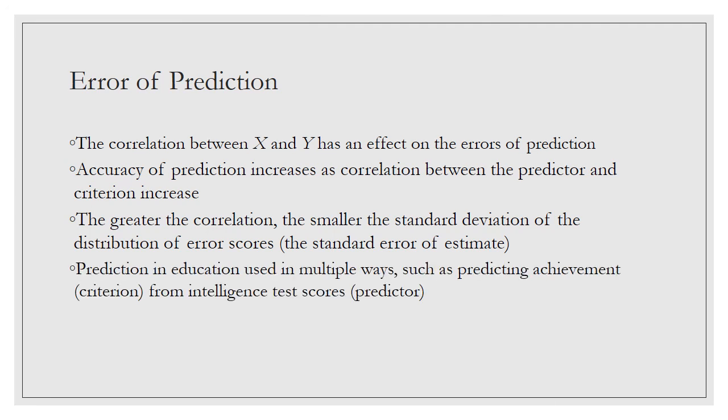In a lot of our educational and psychological assessments, we use prediction all the time. We may want to predict achievement tests as a criterion from an intelligence score as a predictor. But we see this in all sorts of regression models. It's actually one of the most popular types of statistical methods we use.